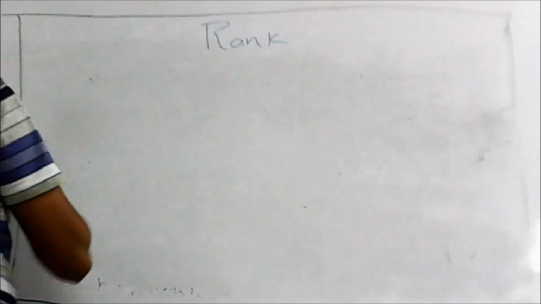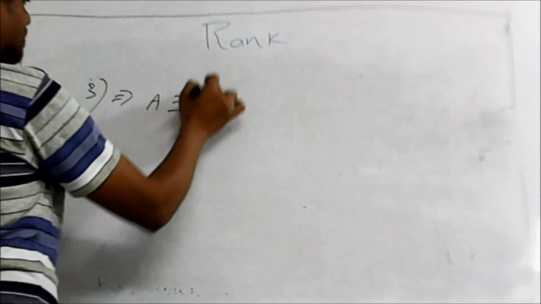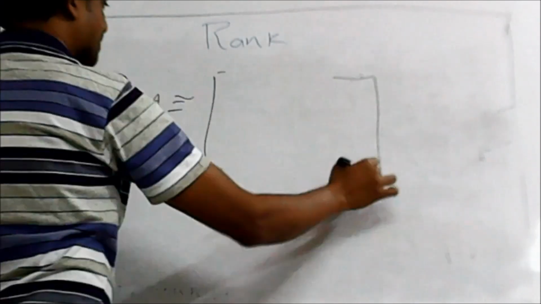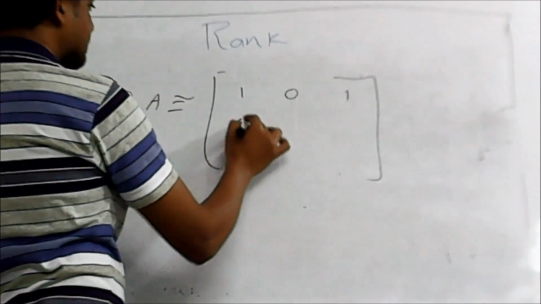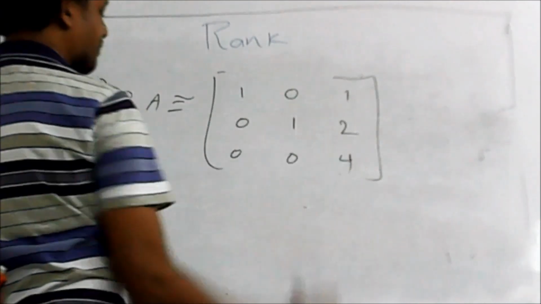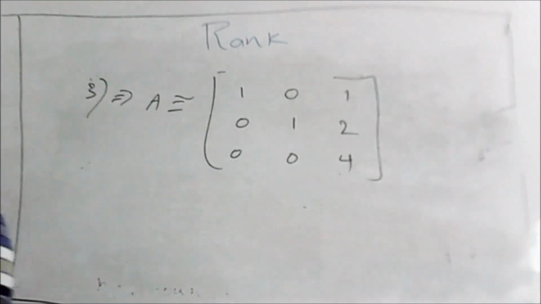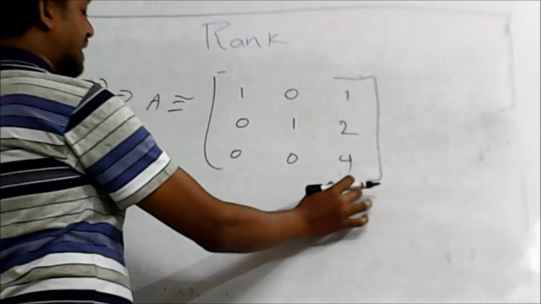So suppose third example. The final matrix A is converted into row echelon form. Is it row echelon form or not? We need to check. Suppose 1, 0, 1, 0, 1, 2, 0, 0, 4. Is it in row echelon form? The first property you need to see is that zero rows, if any, are in the last.